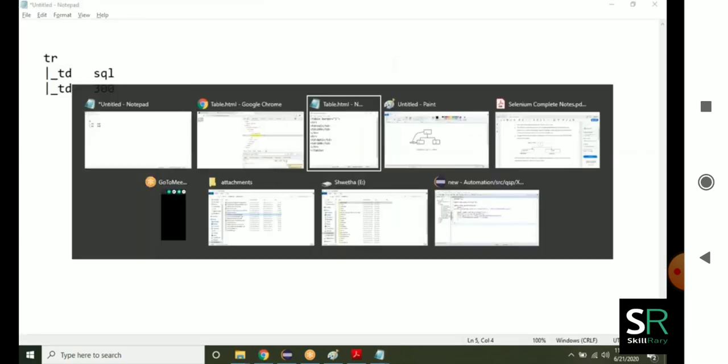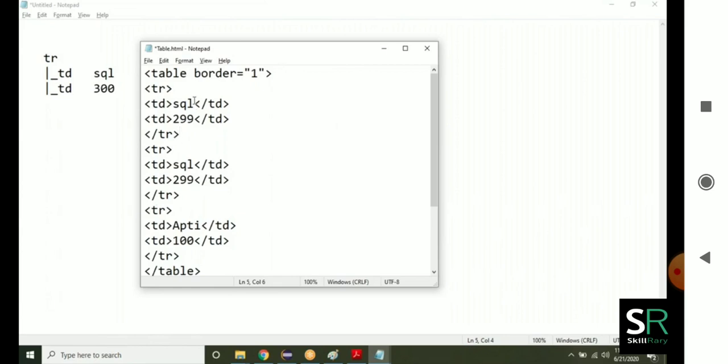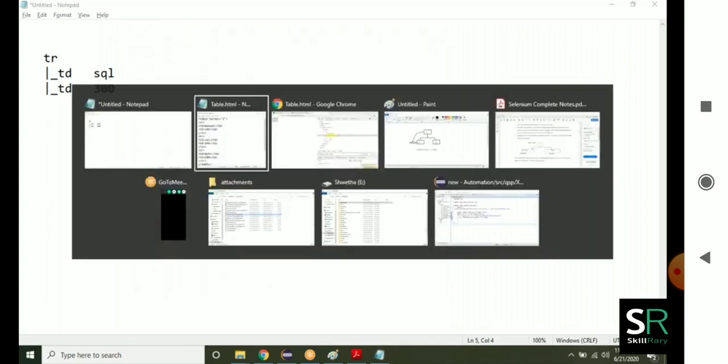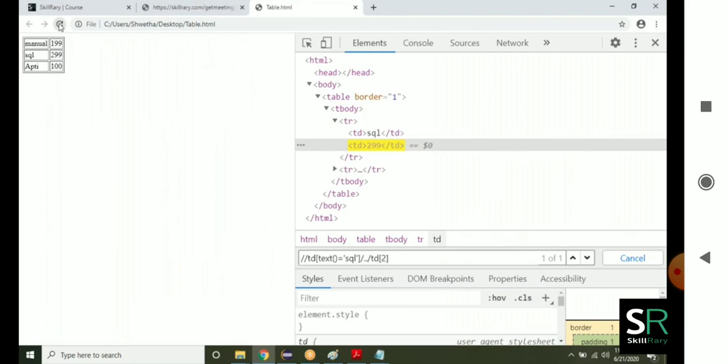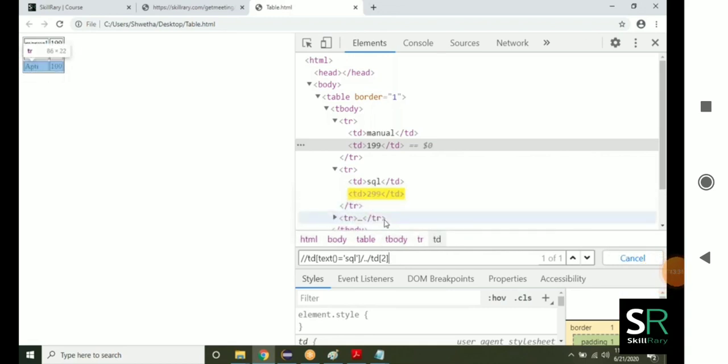And what's one more advantage? If one more book is added tomorrow, like a manual, priced at 199, still this is going to work. See, it is still identifying the price of the SQL book only. It's working now. How is it working? I will repeat this. Everyone listen to this carefully.